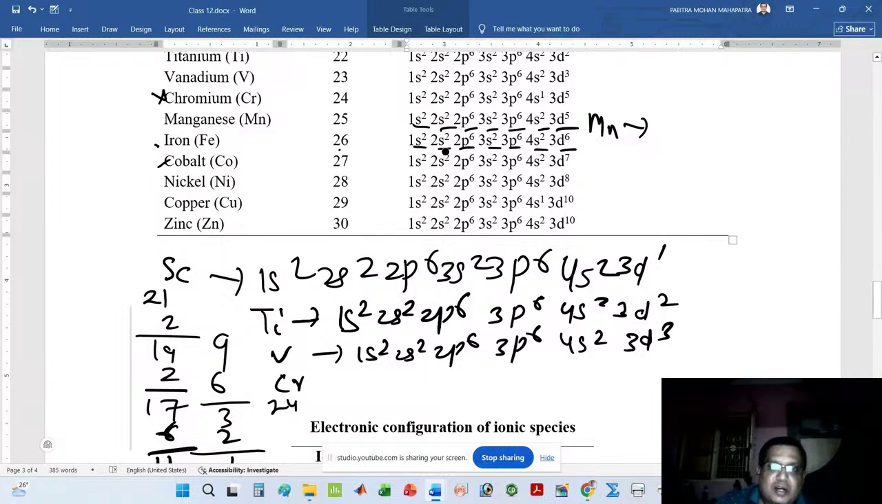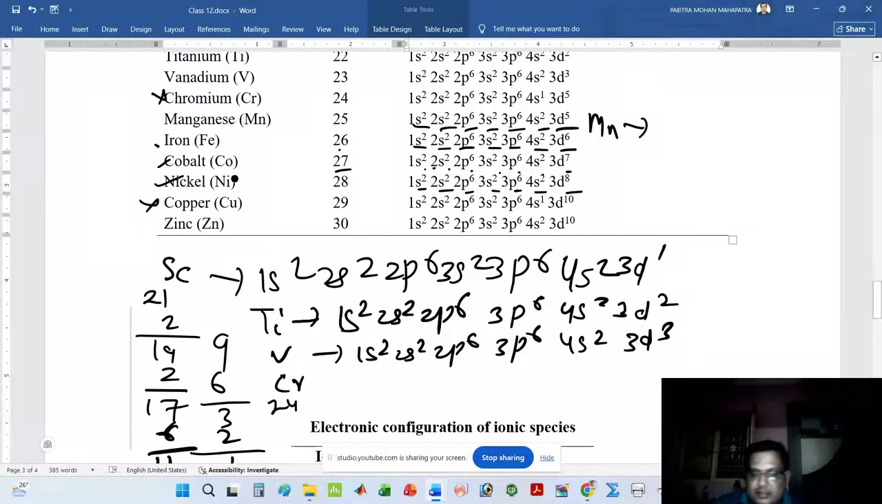Next go to the cobalt, that is your 27: 1s2, 2s2, 2p6, 3s2, 3p6, 4s2, 3d7. Next go to the nickel: 1s2, 2s2, 2p6, 3s2, 3p6, 4s2, 3d8. Exclude the copper. Later, I will explain.